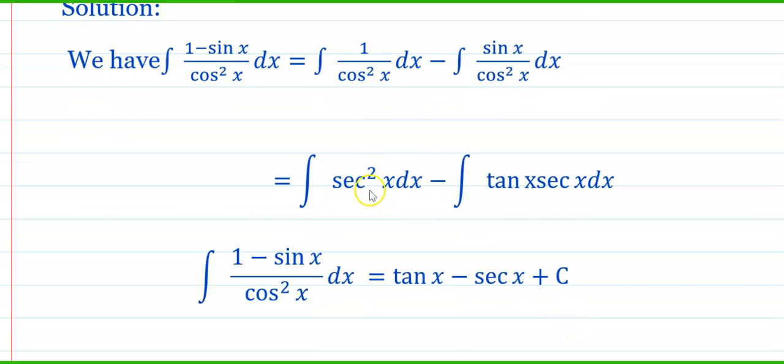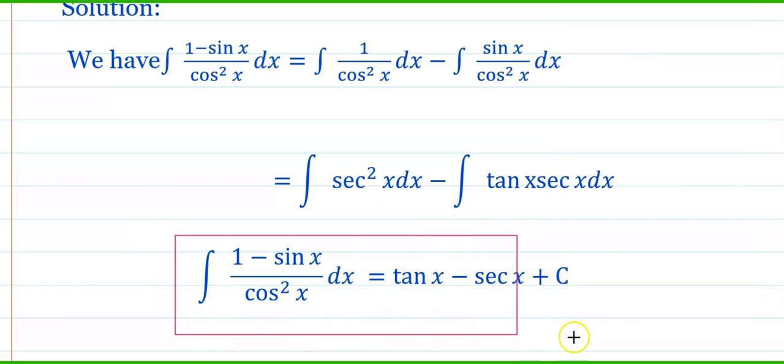Again, the integral of sec square x is tan x, and the integral of tan x sec x is sec x. Therefore, the integral of (1 minus sin x) upon cos square x dx equals tan x minus sec x plus c. Okay, therefore this is the answer. Now the next problem.